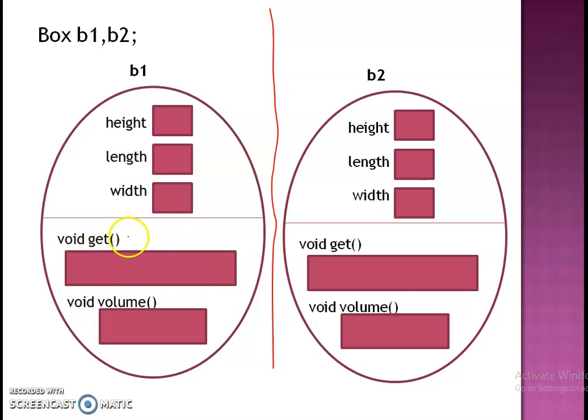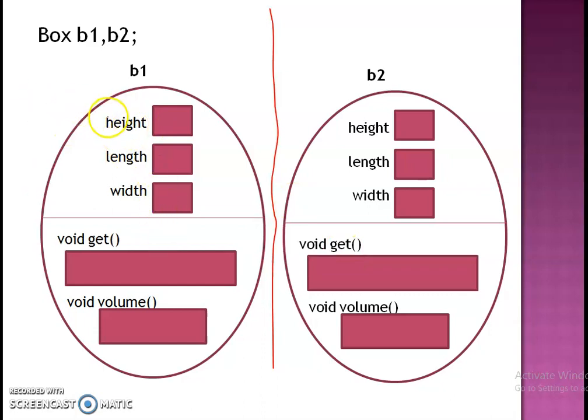So B1's methods can access only B1's height, length, and width. B2's methods can access only B2's data members, height, length, and width. They never access each other. Cross accessing is not available. That is, B2's get method cannot access B1's data members.